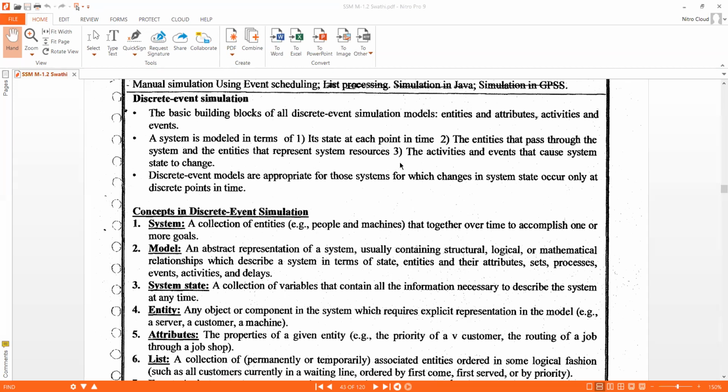Discrete event models are appropriate for those systems for which changes in the system state occur only at discrete points in time. The system will change its state at discrete points in time. For that, these discrete event models will be appropriate.